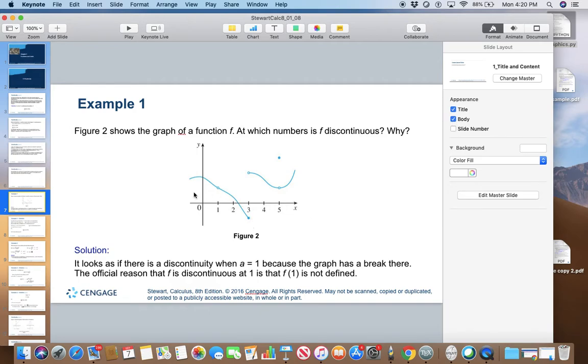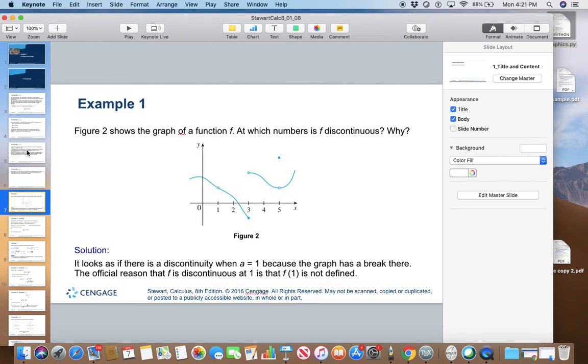Let's see. At any point here, your graph looks continuous. Aha, there is a discontinuity. And then your graph is continuous. Aha, there is a discontinuity. Now your graph is continuous at all these points, but aha, there is a discontinuity. And now your graph is continuous on all these points.